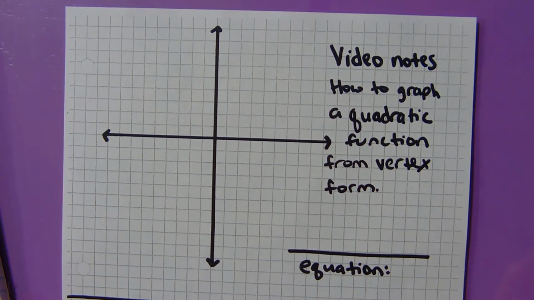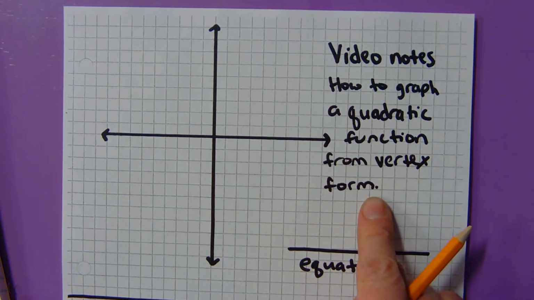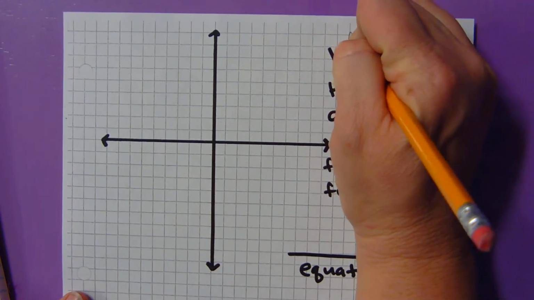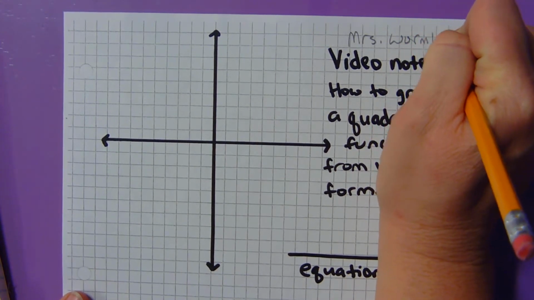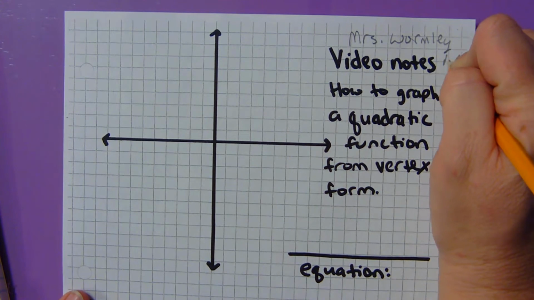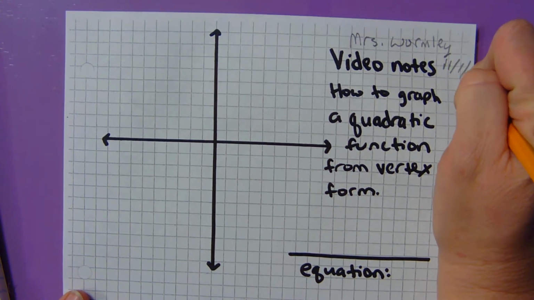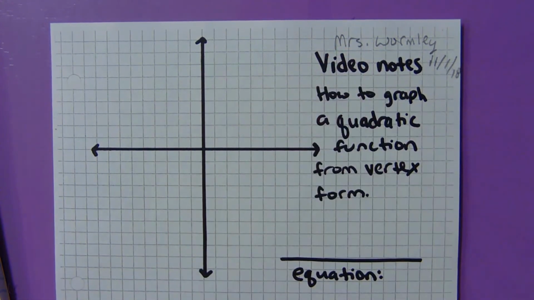I am going to do a video right now on how to graph a quadratic function from Vertex Form. So I'm going to first put my name on my paper. And today's date is 11/1. I don't know what day it is when you're watching this, but I'm going to put today's date. You put today's date for you, and there you go.